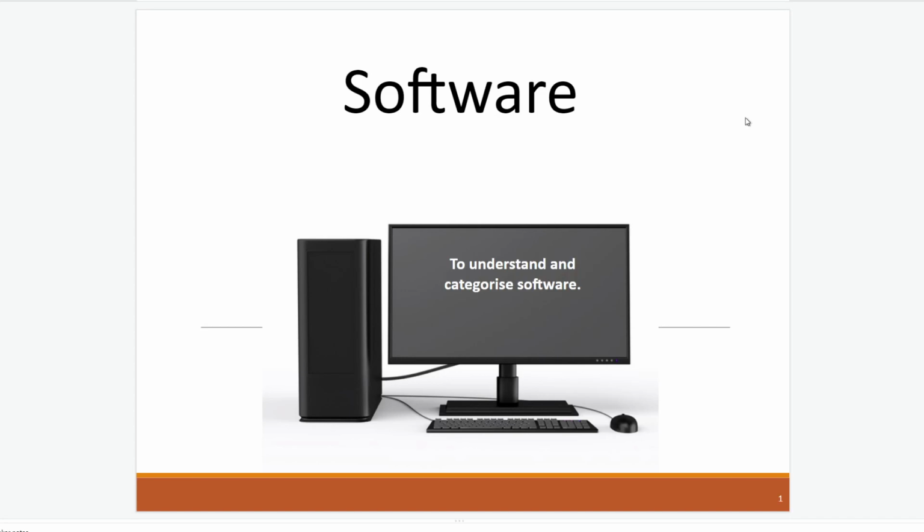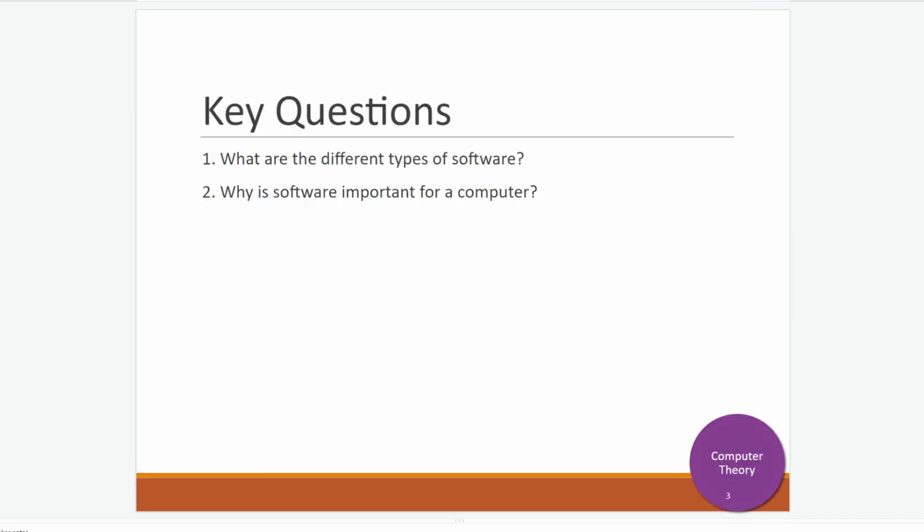Today we're going to do our second lesson of computer systems and we're going to look at software. So obviously last lesson we started to look at inputs, outputs, software and hardware as an overview, and today we're going to really delve into software. The main questions we are going to look at today are: what are the different types of software and why is software important for a computer? We're going to hopefully break these down and have a better understanding of them by the end of the lesson.